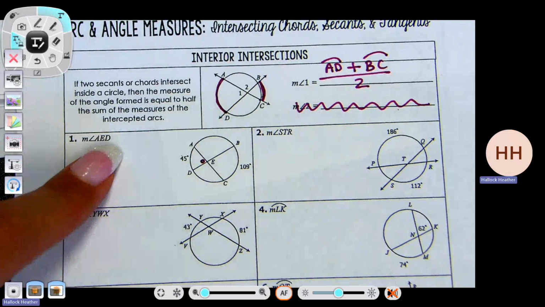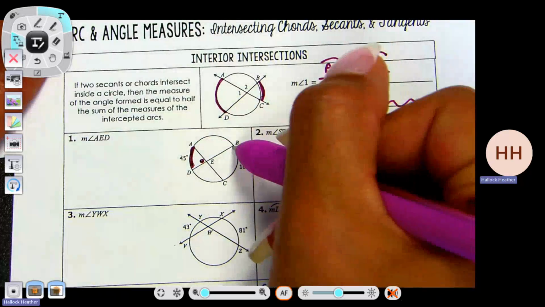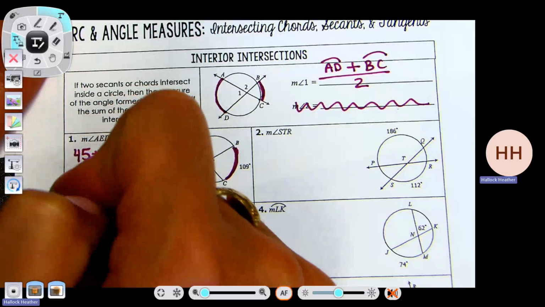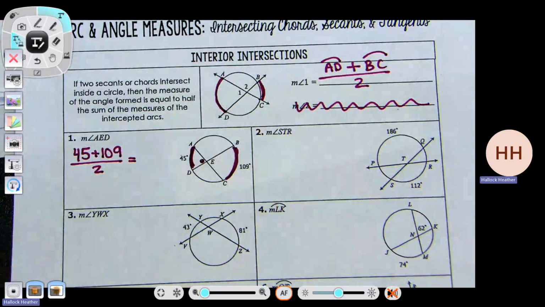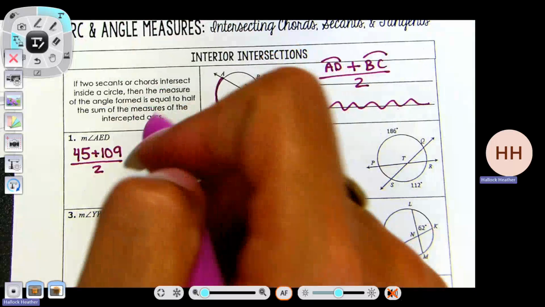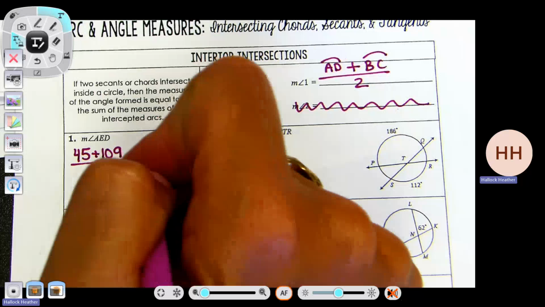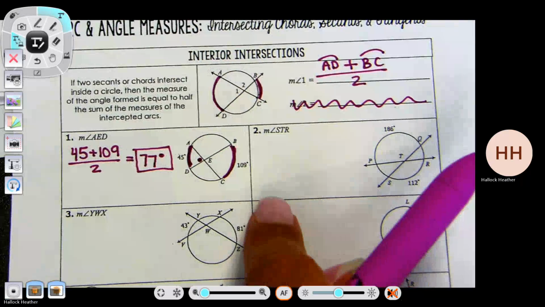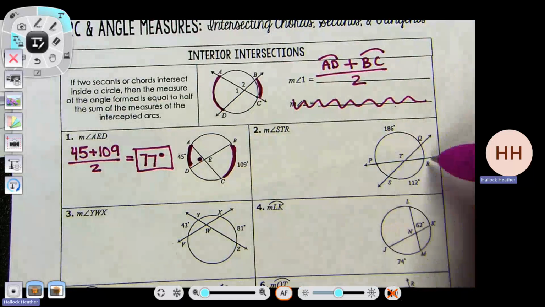What's the arc that it opens up to? 45. What's on the other side of that arc? 109. So what am I going to do with them? Add them and divide by 2. Easy peasy. So what do we get for that angle? 77. Okay. Try number 2. Easy peasy. Make sure you look at what you're looking for.